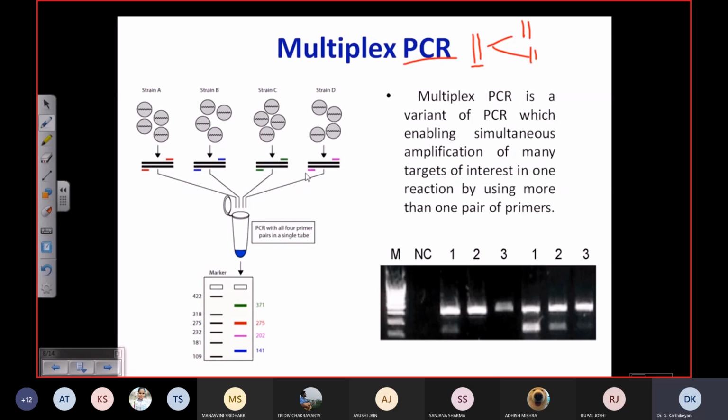sets of genes. But again, we need to be very careful about this kind of process, because as we are utilizing four different types of primers, there is a tendency of attaching one primer to another template and another primer to another template, right? So this cross primer-template binding will hamper this process.